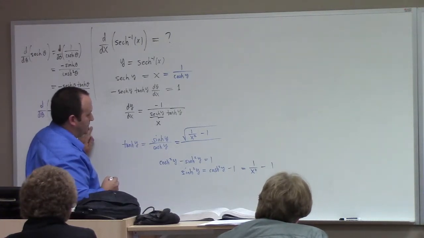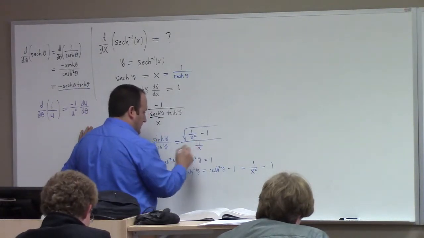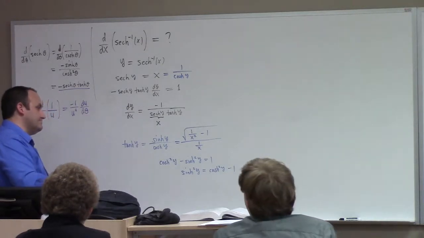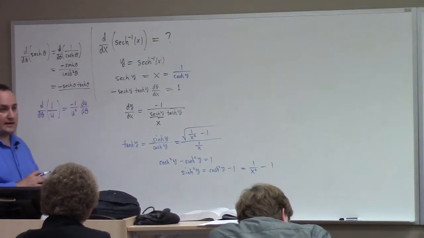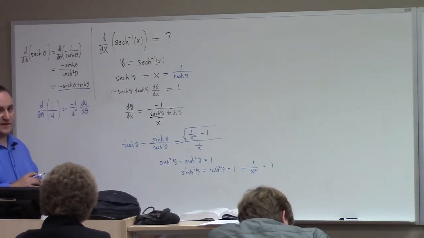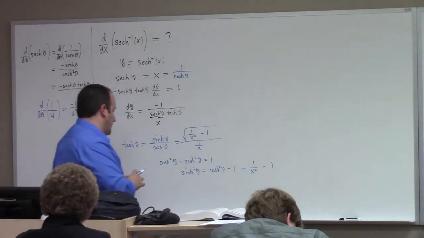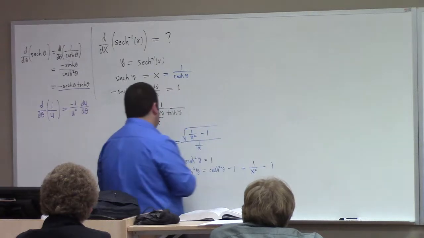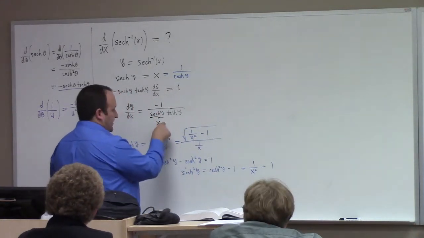Cosh y was 1 over x, right? Now, we're between 0 and pi over 4, not included. So x is positive, right? That's kind of helpful because that means I can simplify this. Maybe I shouldn't simplify it, though. I mean, I'm multiplying tangent y times x, right?